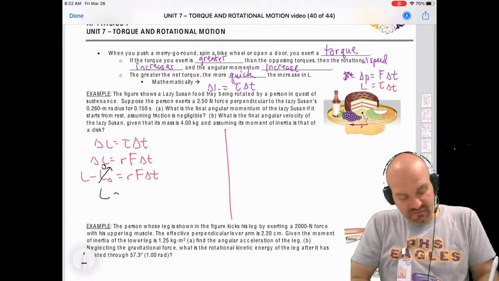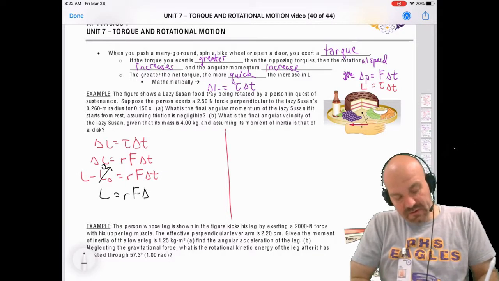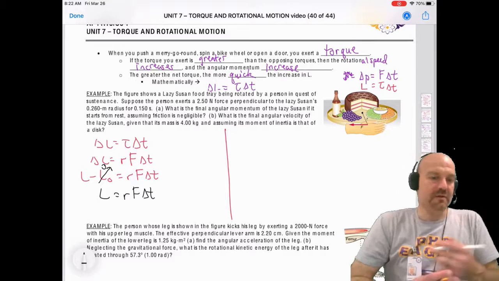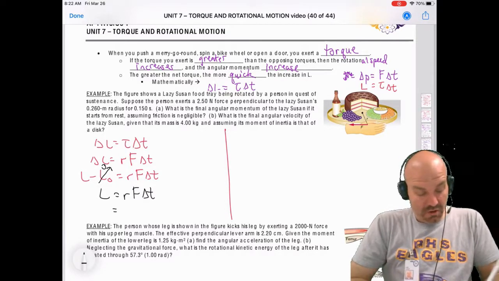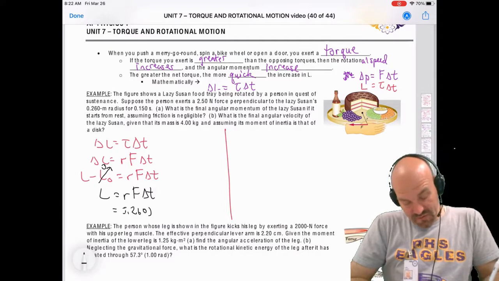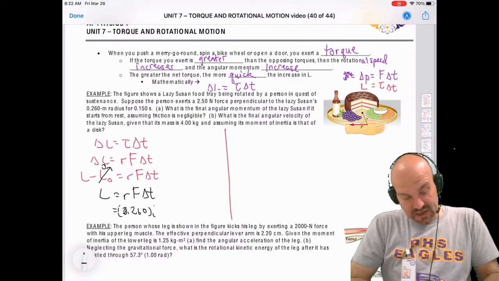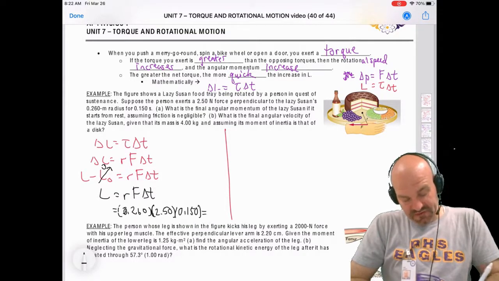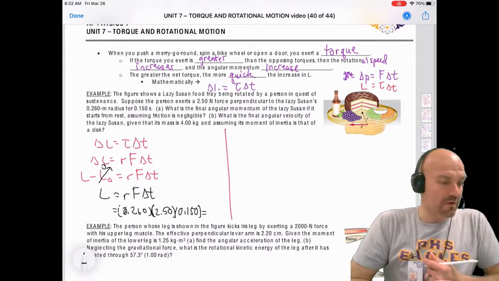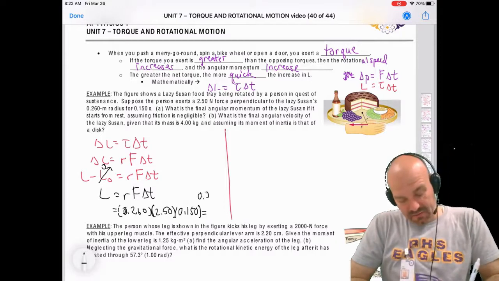And so this just gives us our final angular momentum, which is r times F times delta t. So we're going to do r, which is 0.260, times F, which was 2.5, and we apply it for 0.150 seconds. Okay, and so once we do that, we get an angular momentum of 0.0975 kilograms times meters squared per second.